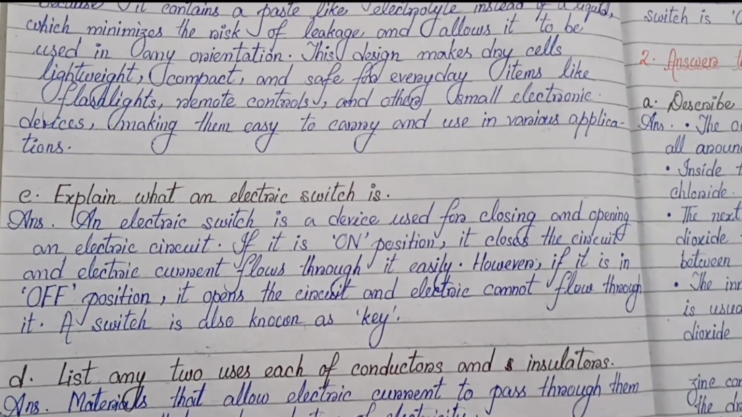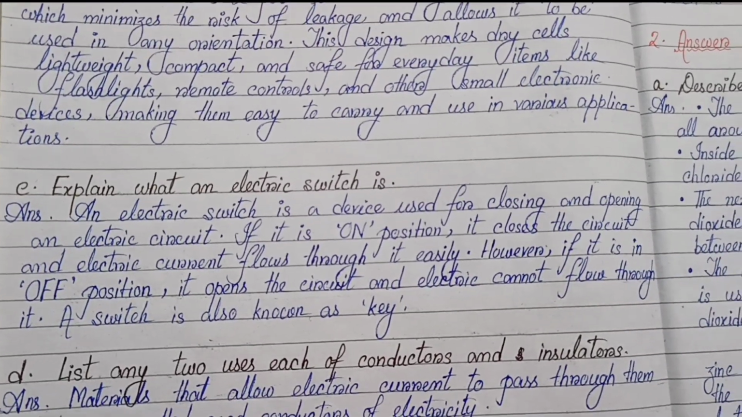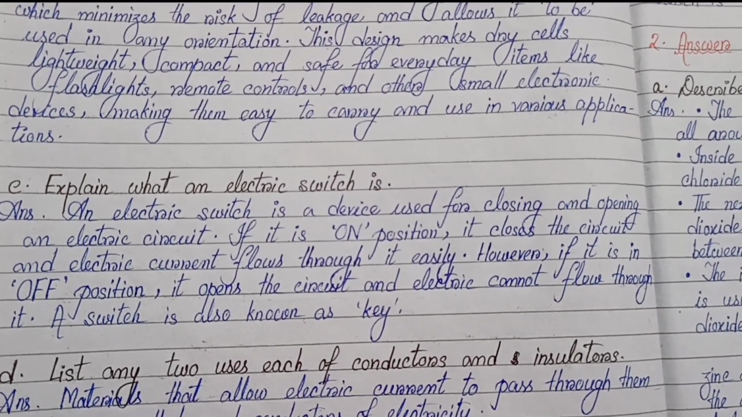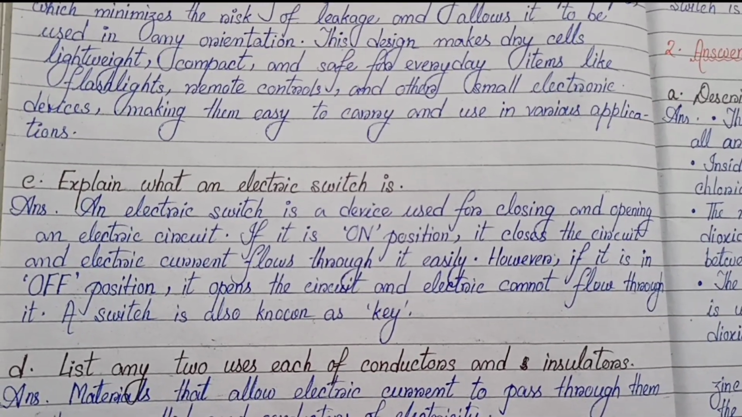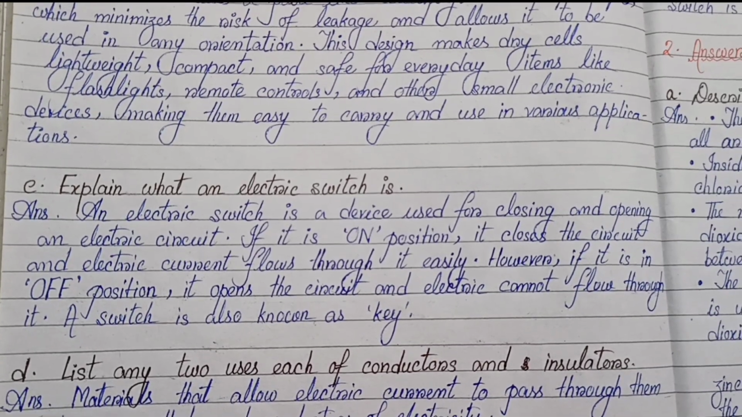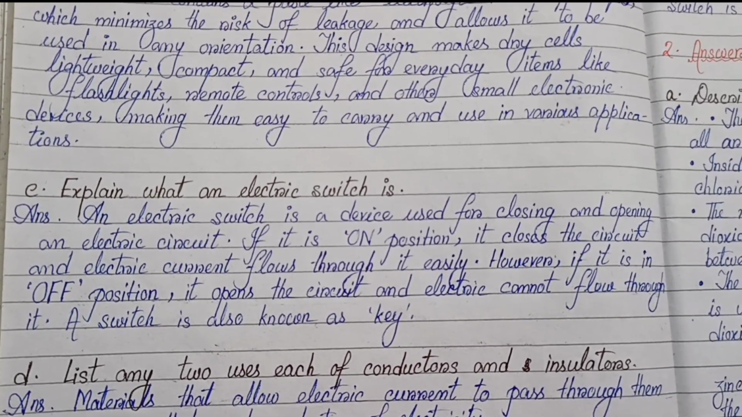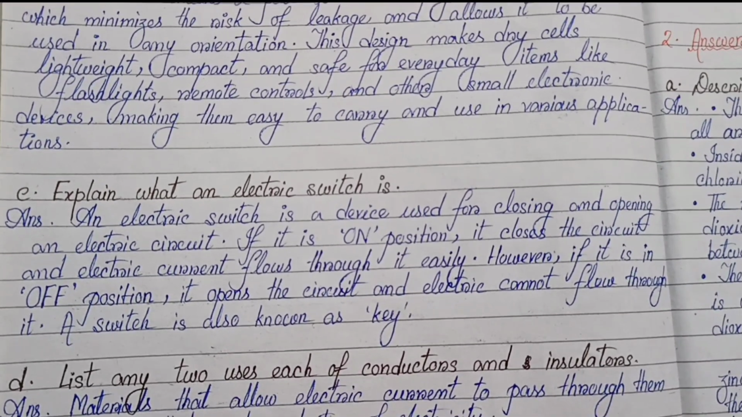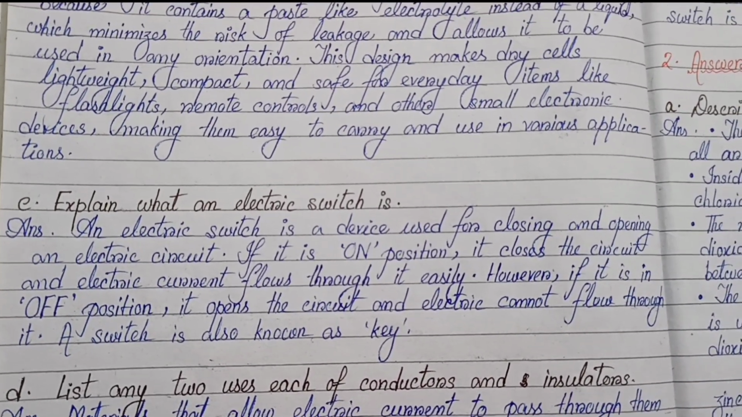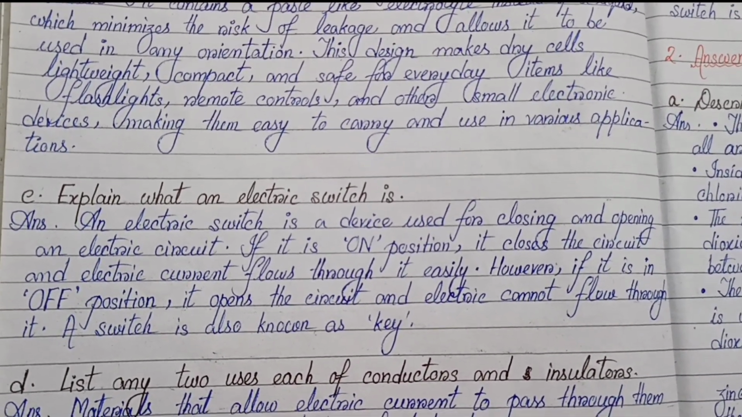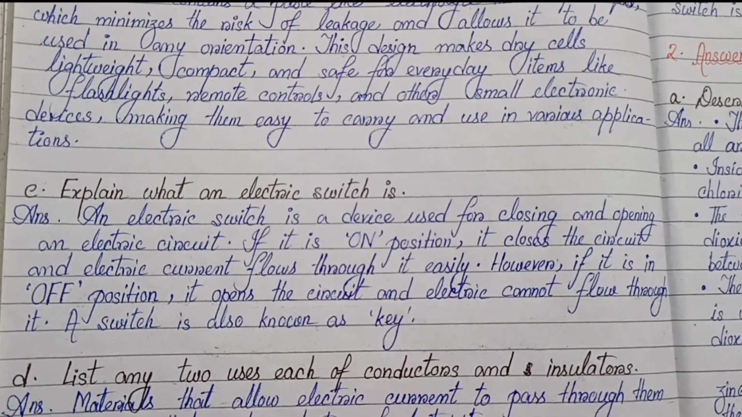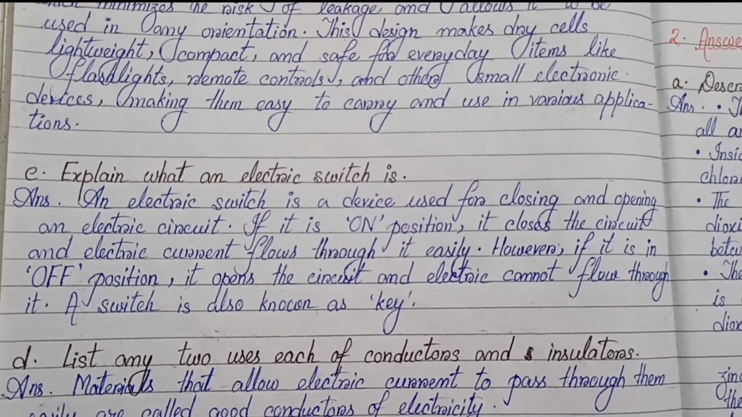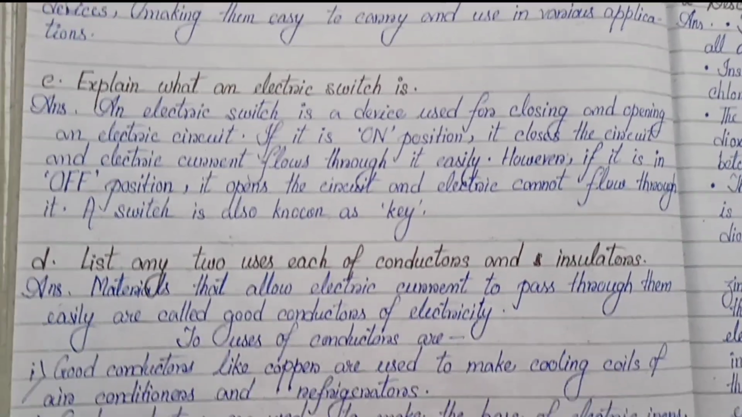Number C, explain what an electric switch is. An electric switch is a device used for closing and opening an electric circuit. If it is in on position, it closes the circuit and electric current flows through it easily. However, if it is in off position, it opens the circuit and electric current cannot flow through it. A switch is also known as a key.